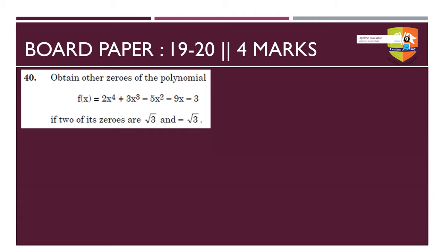Other zeros are okay. Did you go through the division route? Can you do it without the division route? Anyone?